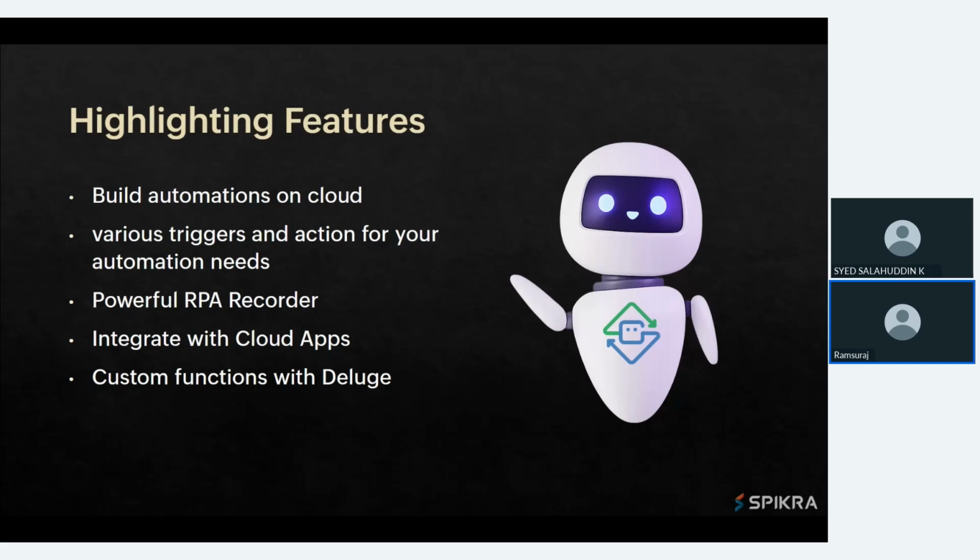And you can include custom functions with Deluge also. For most advanced use cases, you can use the Deluge scripting language to write custom logic inside your RPA flows. This gives you the ability to manage data, handle conditions, and perform all the other services without breaking the no-code approach. Without breaking the flow, it can perform. You can include your custom functions in your flow to get your job done.